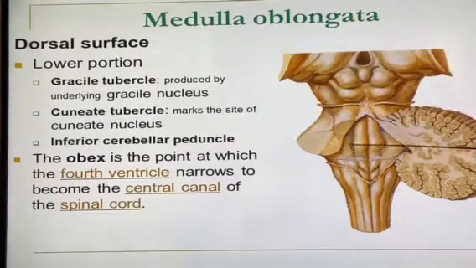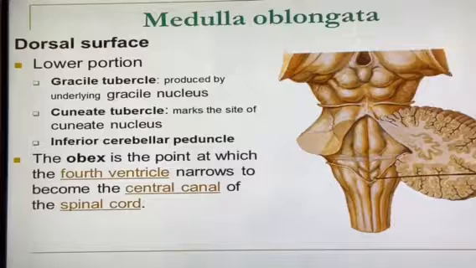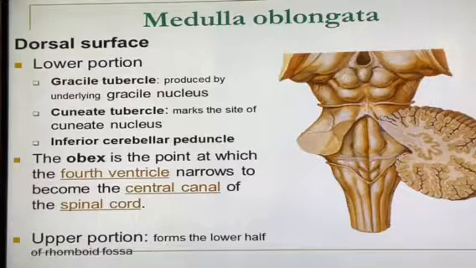We have here a collection of fibers. This one, we call it the inferior cerebellar peduncle. And the last point, the obex. This is the region of the obex. We call it the point at which the 4th ventricle forms a narrow canal, which is the central canal. The upper portion here forms the lower half of the rhomboid fossa.